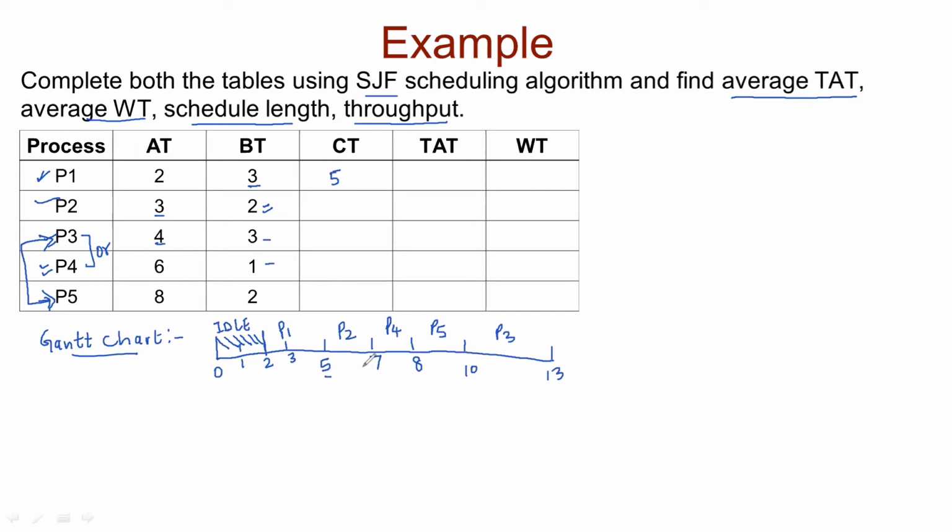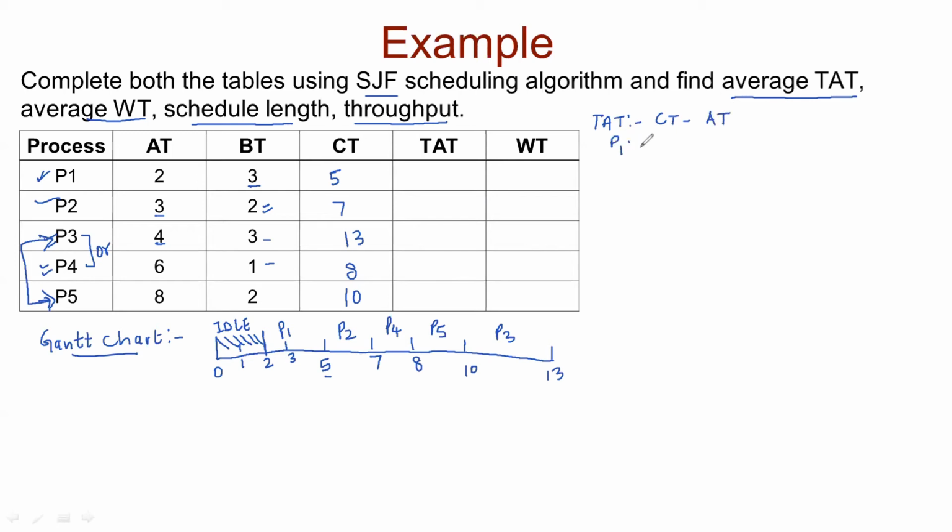Okay. Completion time of P2 is 7. P3 completes at 13. P4 completes at 8. P5 completes at 10. Very good. Now let's come to turnaround time. We all know that turnaround time is completion time minus arrival time.